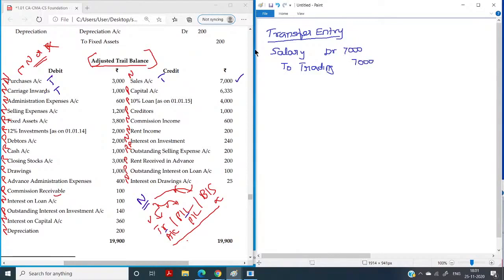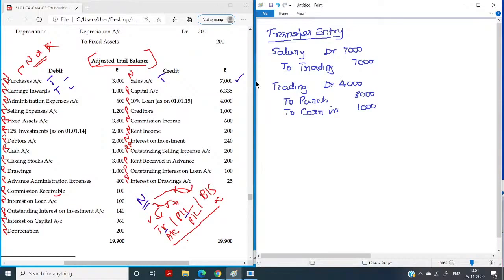Then here we have two items on the debit side. For that, the journal entry will be: the debit items are cancelled by crediting, and the account where it goes will be debited. So these two are transferable to the debit side of the trading account. Trading account debit, to purchases 3,000, to carriage in 1,000, the total value being 4,000 rupees.